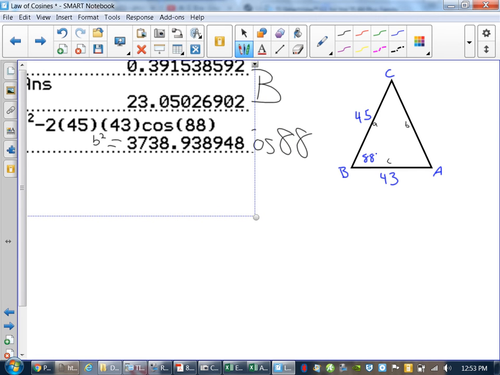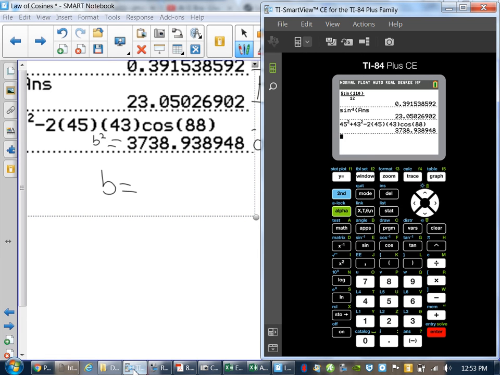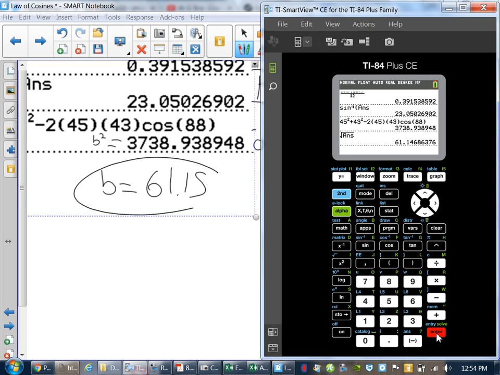This number now, how do you get b by itself? Square root it. So back to the calculator then, b is going to equal the square root of that number. Square root of your answer. It's straight calculator work, guys. It looks awful, but it's just pressing buttons.